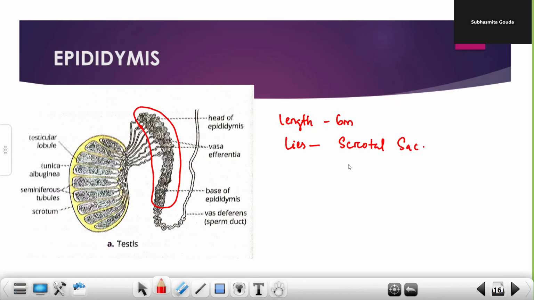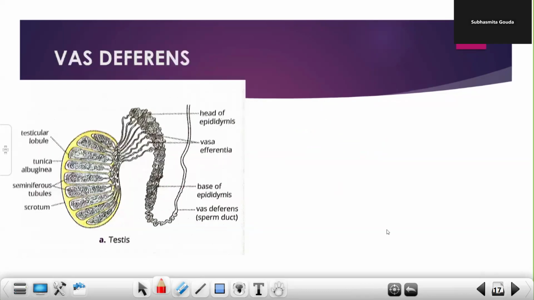Okay. And it stores the sperms and serves in the process of their transport from the testes. After the epididymis, there is the vas deferens. This is also called the sperm duct. Each epididymis, from the lower end, is called the vas deferens. This part is the vas deferens.